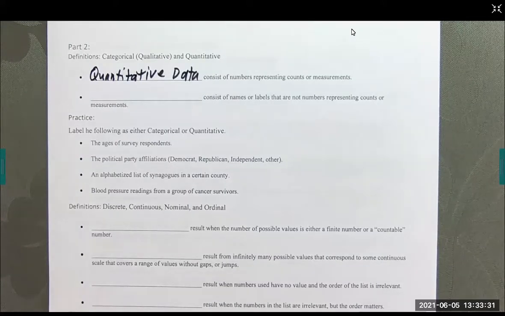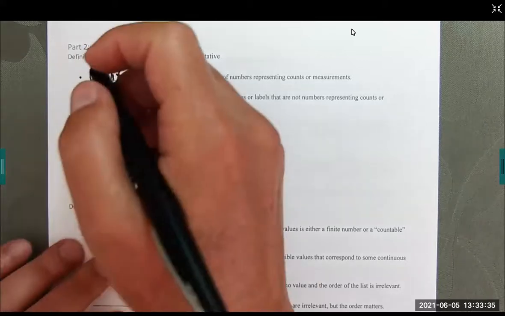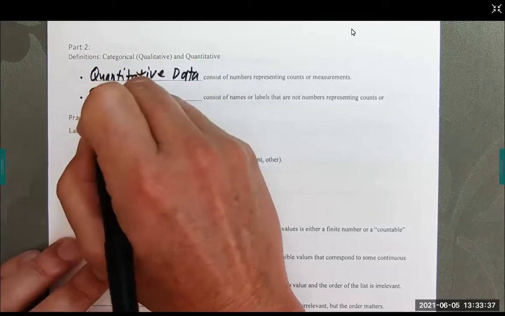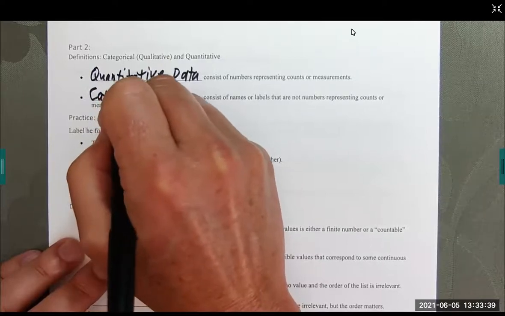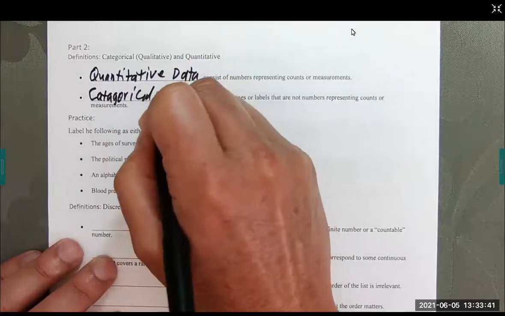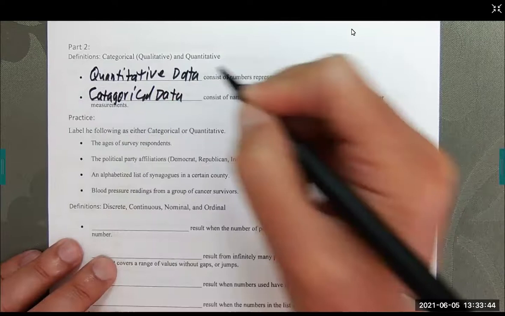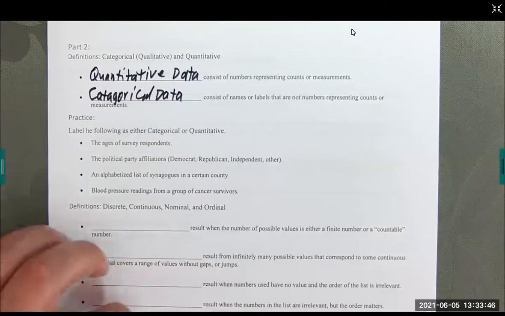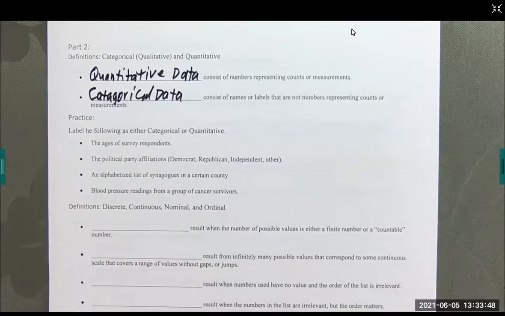The other one is sometimes called qualitative, but we're going to use a different word. We're going to use the word categorical data. It consists of names or labels that are not numbers representing counts or measurements. So this is the other type of data where it's more of a significance than it is a number.